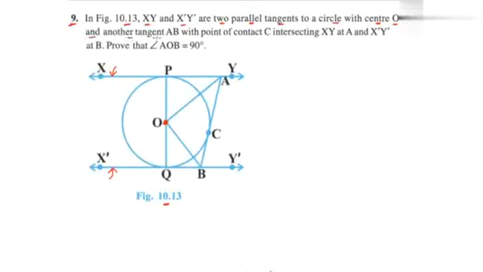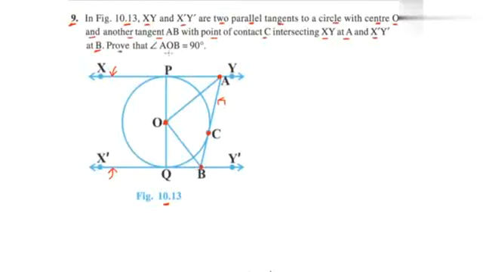And another tangent AB with point of contact C intersecting XY at A and X'Y' at B. So this segment here, AB, this is also a tangent to the circle. The point of contact of this tangent is C, this point here, and this tangent intersects XY at A, this point, and X'Y' at B.